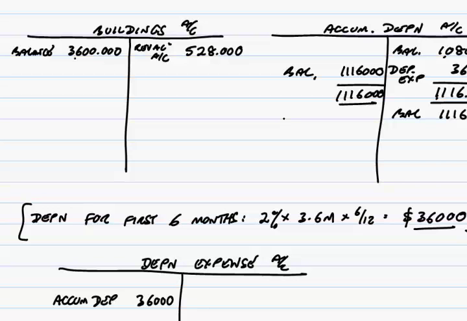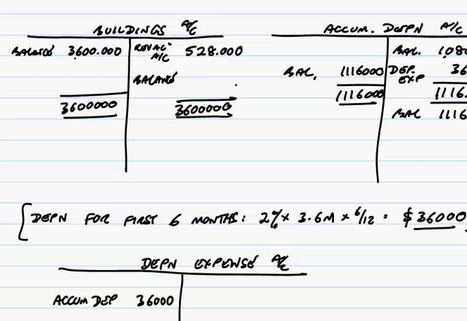And so, that's building sorted out. What balance are we left with? The balance on the account is what we wanted, 3.072 million. So, that's that bit sorted.